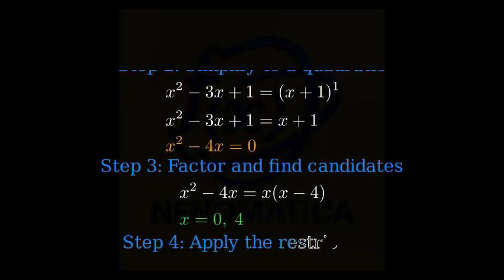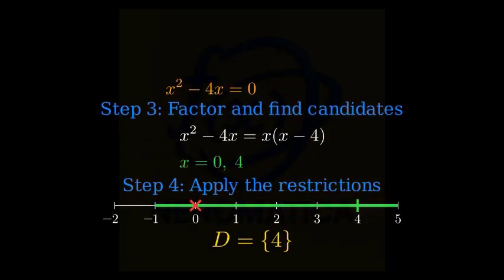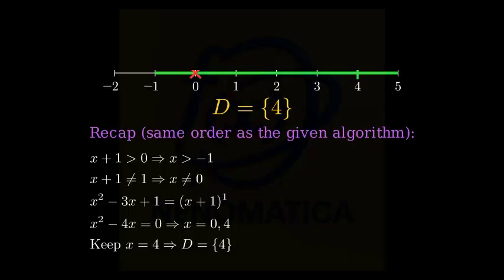Step 4. Check the candidates against the system restrictions. We need x greater than negative 1 and x not equal to 0. So x equals 0 is excluded, and x equals 4 is accepted. The final solution set is the singleton 4. Recap. We followed the given algorithm exactly. Wrote the system with base conditions, converted the logarithm to an algebraic equation, simplified to a quadratic, solved for candidates, and finally applied the restrictions to keep only 4. Therefore, D equals the set containing 4.